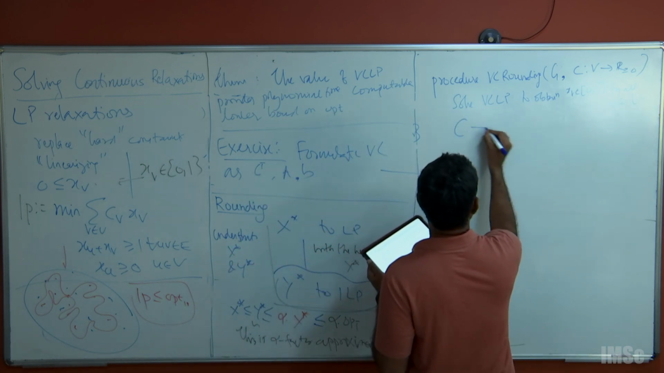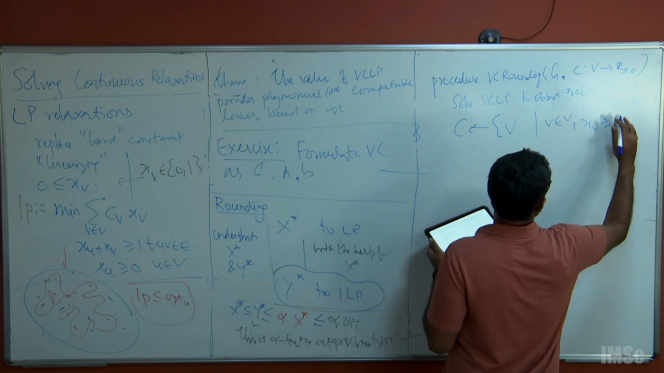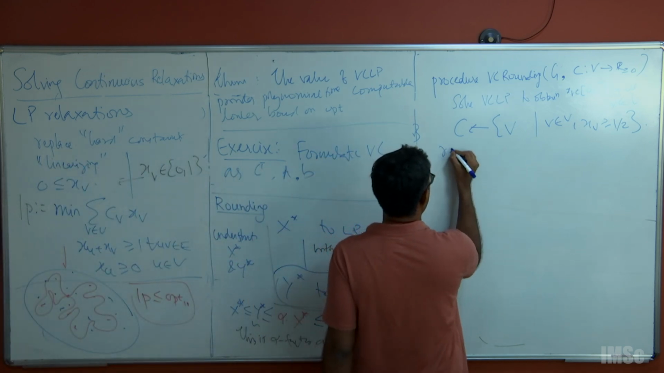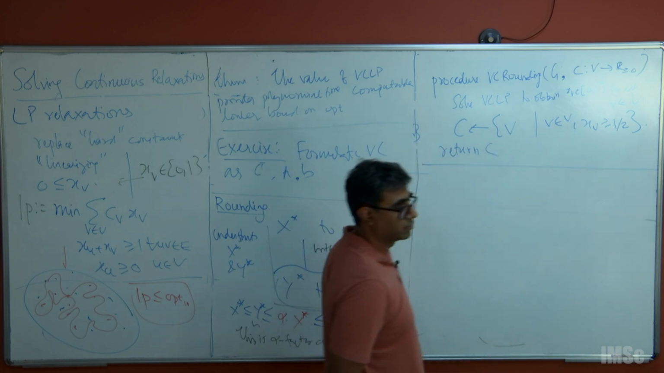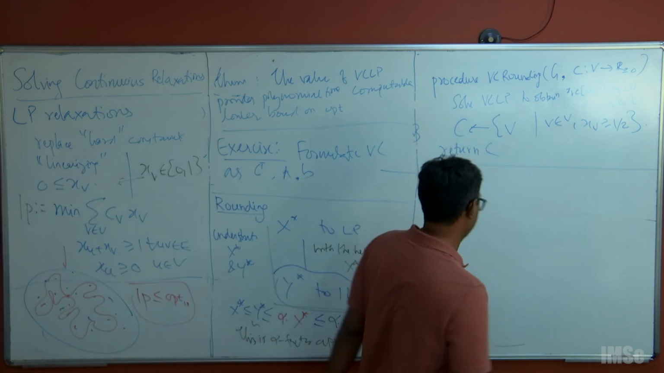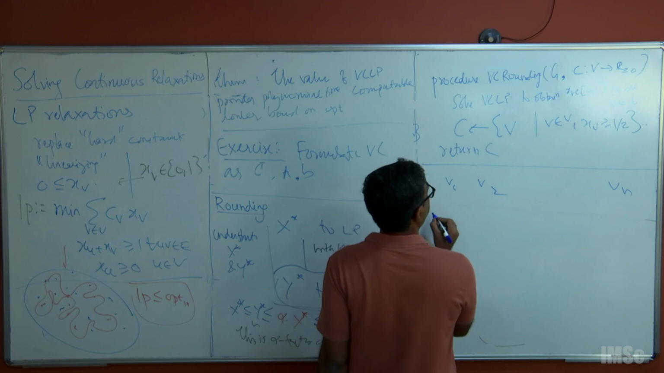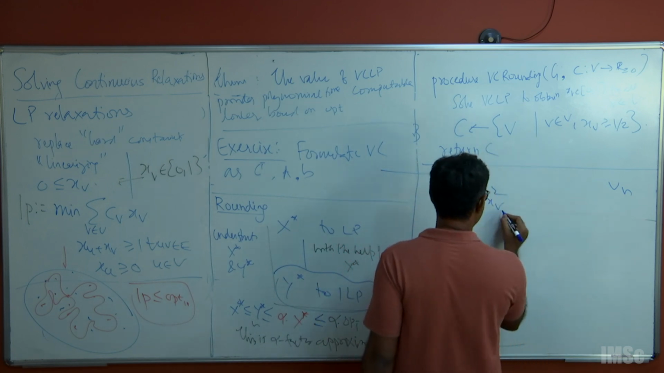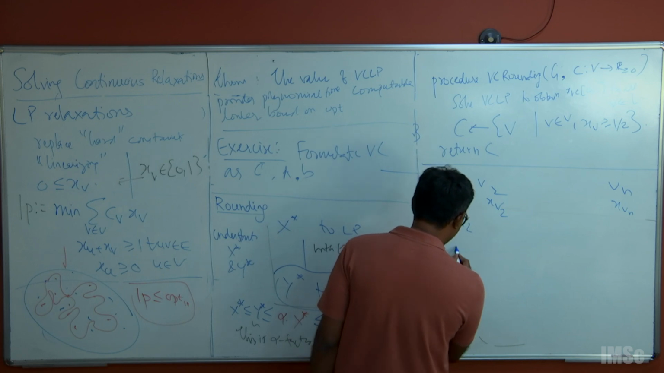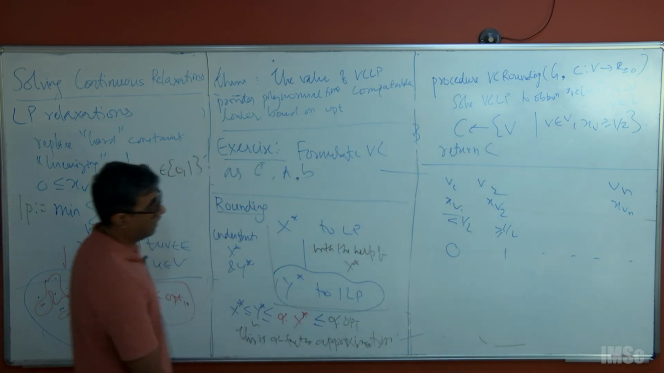And what is my C? I will set C to be the v in V such that xv is greater than or equal to half. Return C. So this is what my rounding is. What did I do? You gave me a solution x. I have got a set C which is v in V, xv greater than or equal to half. Imagine that I have vertices v1, v2, ..., vn, and xv1, xv2, ..., xvn are the values. So I look at the value of xv1. If it is less than half, I put it 0. If it is greater than or equal to half, I make it 1, and that's it. That is all my algorithm did.